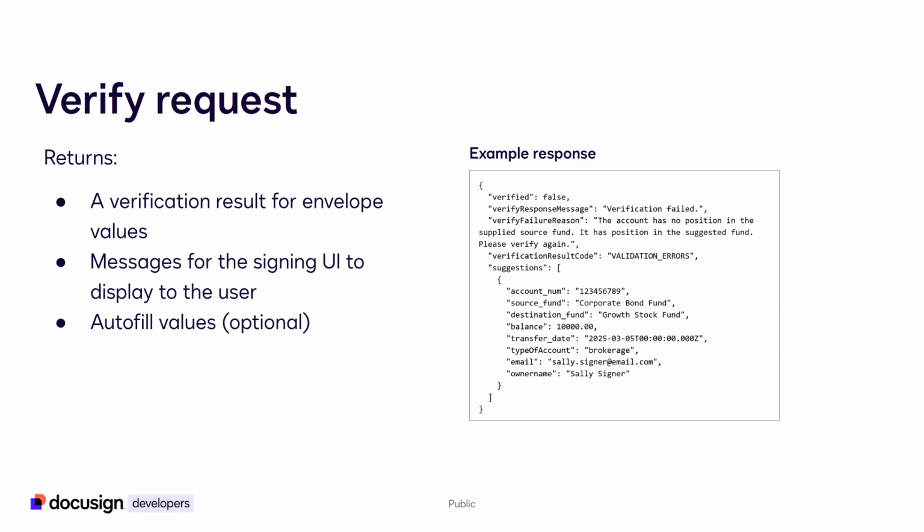Docusign sends a verify request when a user has populated all required connected fields in an envelope. The request includes the field values. The extension app applies verification logic to the values and returns the verification result, a message to display in the signing UI, and suggested values to autofill if appropriate.